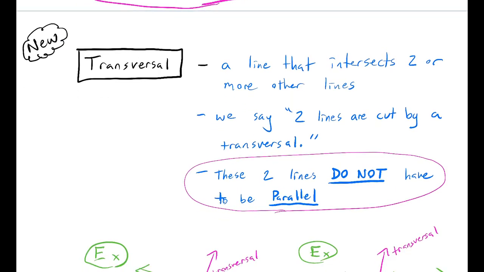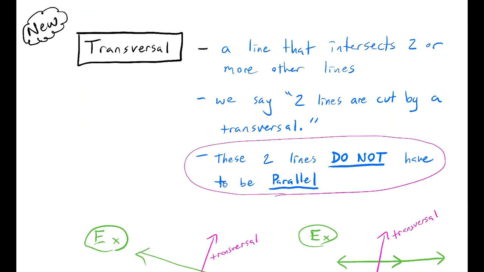Okay, so new, transversal. This is a new vocabulary word. It's a line that intersects 2 or more other lines. So it could intersect 3, it could intersect 4.